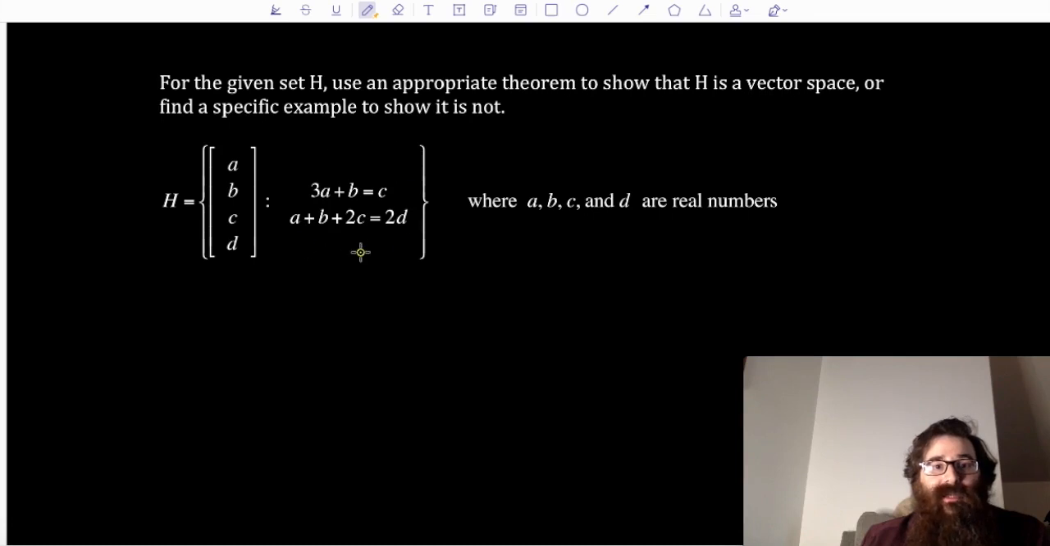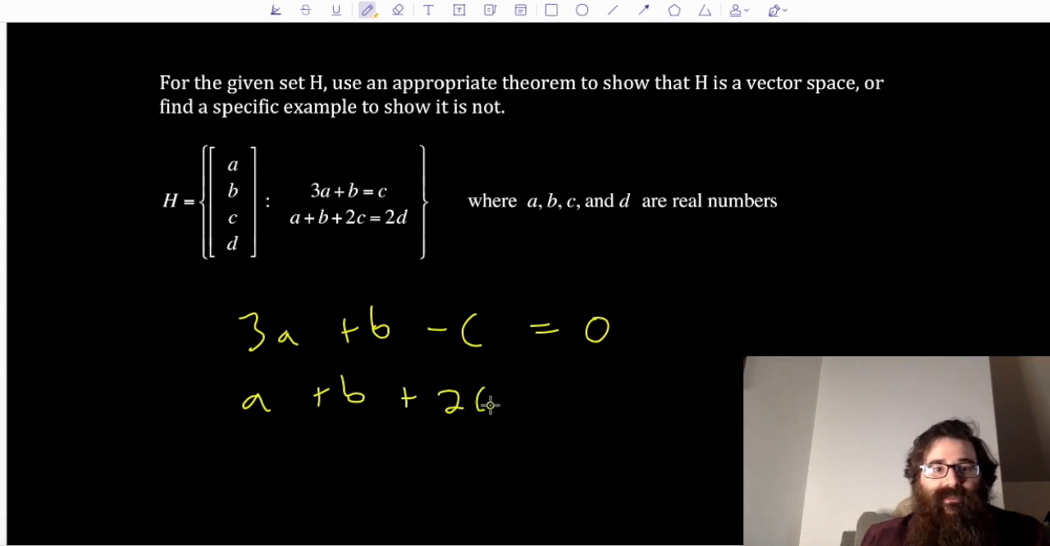Since I have these equations given, the equations that I'm given really lend itself to talking about null space. And if I want to think of this as a homogeneous equation, I would just go to these 2 equations and set them equal to 0. So 3a plus b, and then subtract c, so minus c, equals 0. And then a plus b plus 2c, and then minus 2d equals 0.